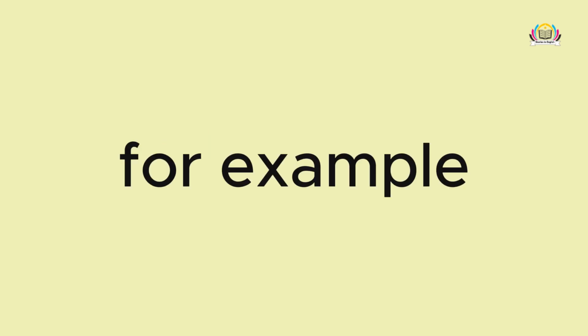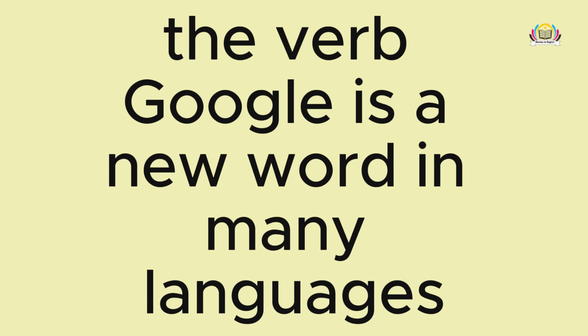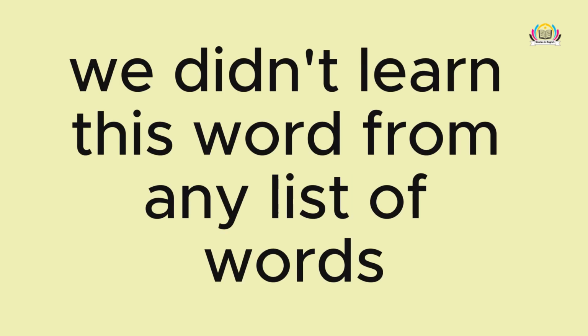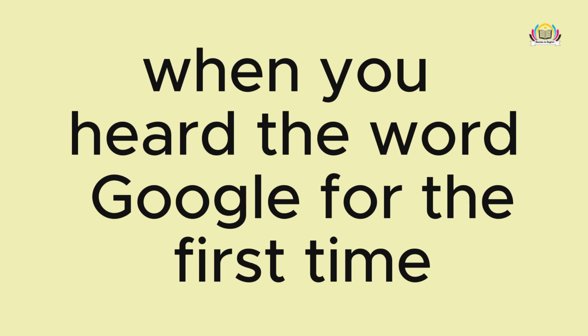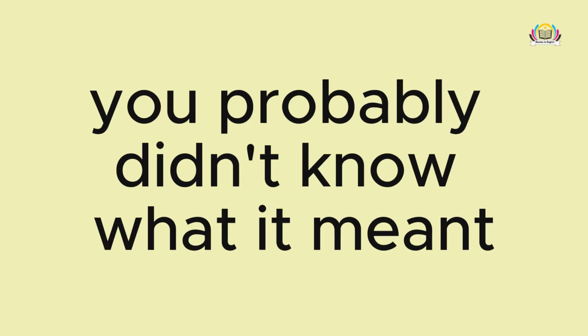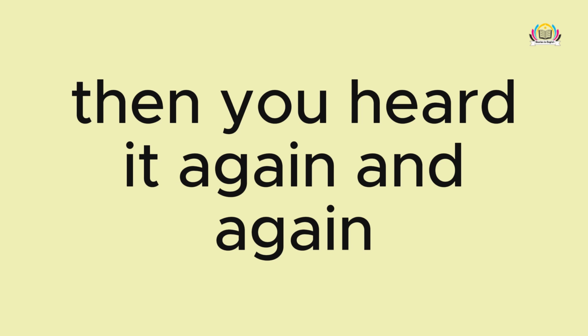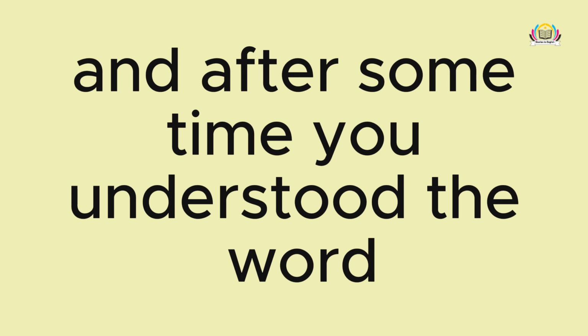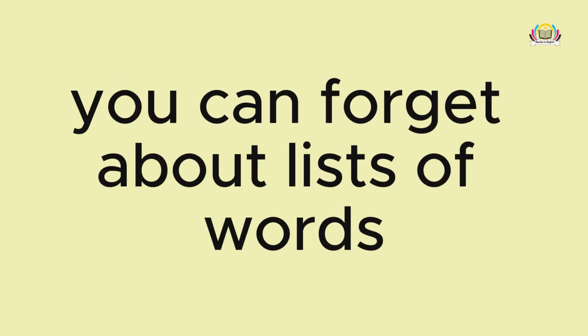For example, the verb Google is a new word in many languages. We learned this word by using the language. We didn't learn this word from any list of words. When you heard the word Google for the first time, you probably didn't know what it meant. Then you heard it again and again as the word became important for you, and after some time, you understood the word.